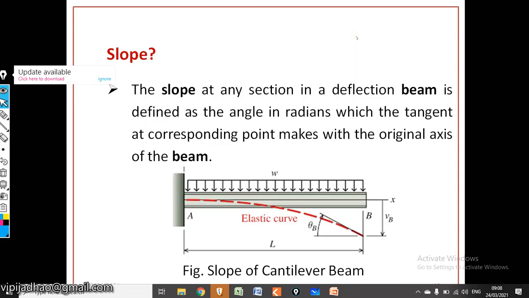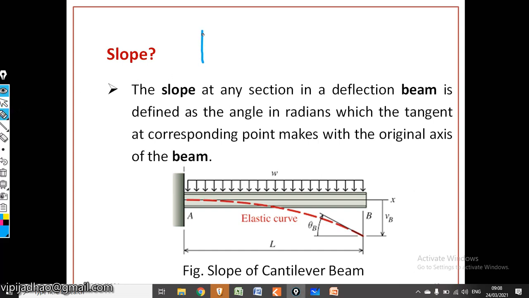Okay, so we have covered up to this point and we'll start from here. Okay, so what is a slope? Now, slope at any section in a beam is defined as the angle in radians which the tangent at the corresponding point makes with the axis of that particular beam.